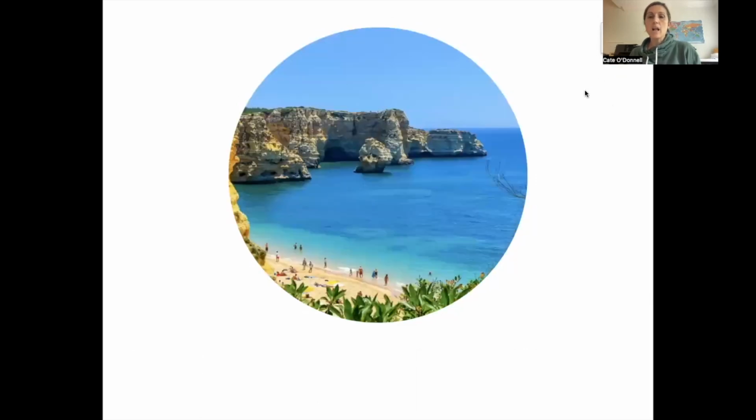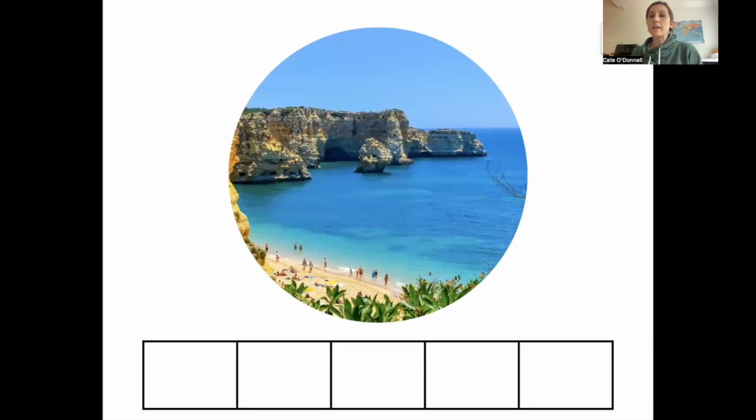This is a lagoon. Lagoon. How many sounds do you hear in the word lagoon? There are 5 sounds in lagoon. What's the first sound you hear? Ul. What letter makes the ul sound? L. What's the next sound you hear? Oh, that's a schwa. We've got the letter A making the schwa sound there.